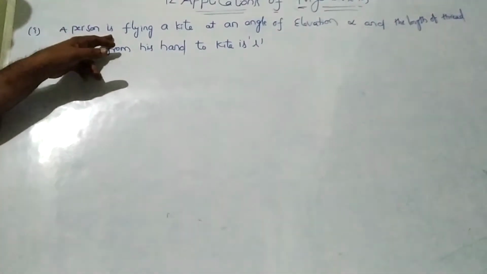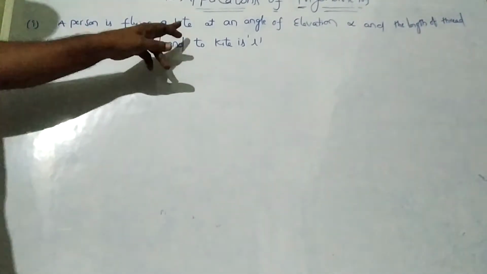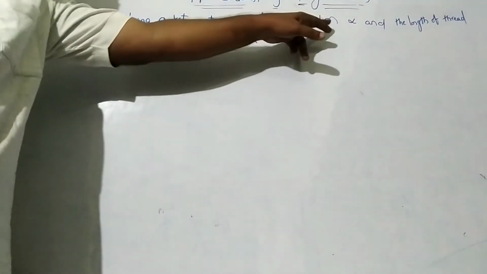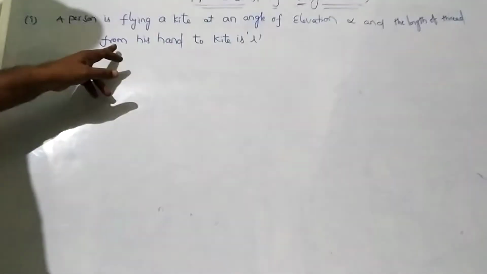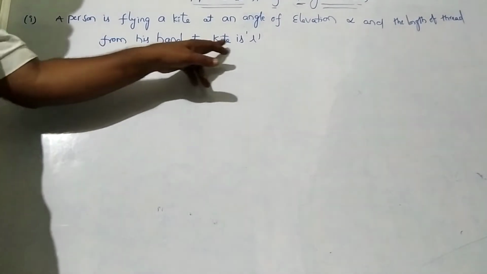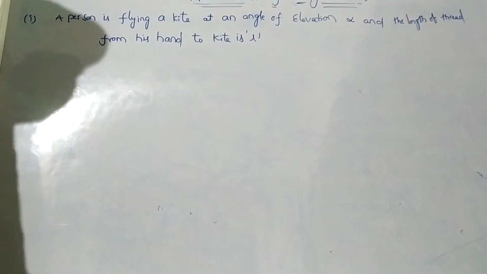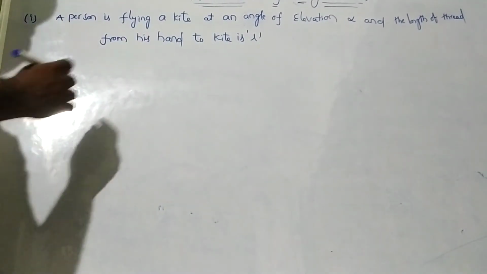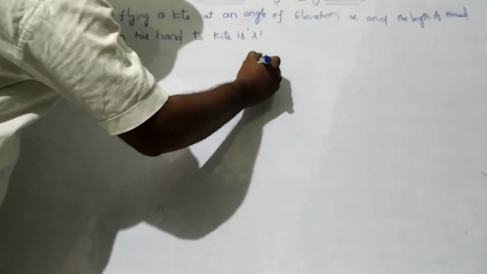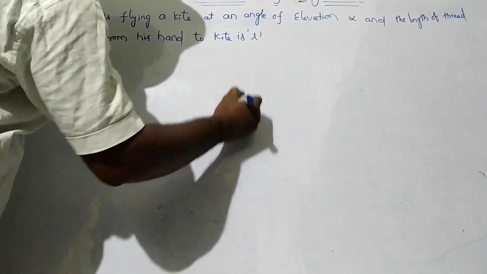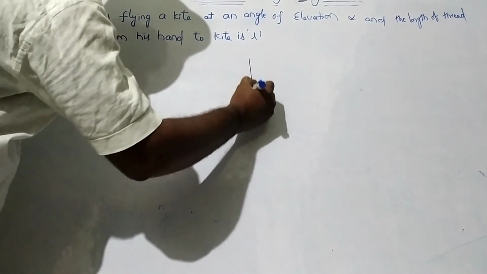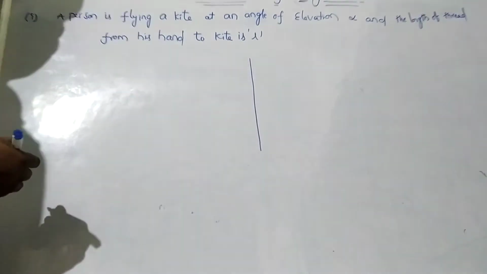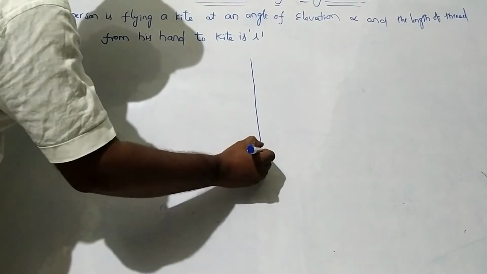A person is flying a kite at an angle of elevation alpha and the length of the thread from his hand to kite is L. Okay, so once observe the diagram. This is the earth.